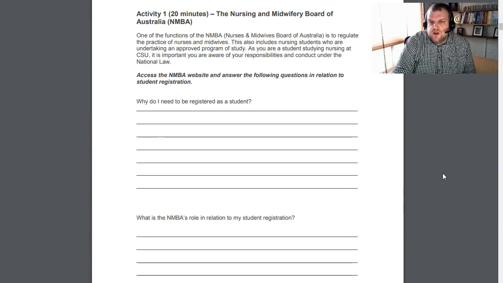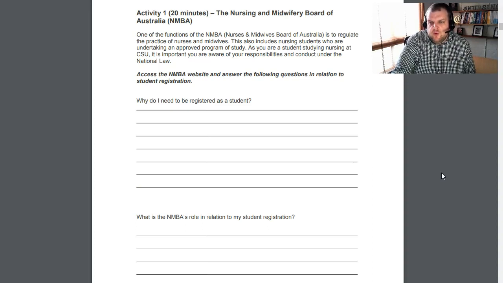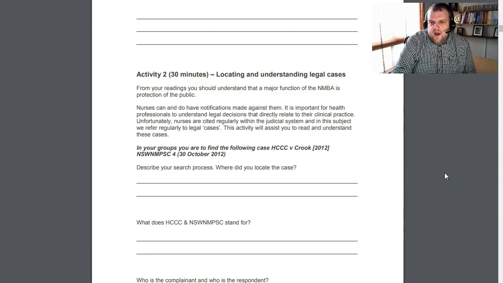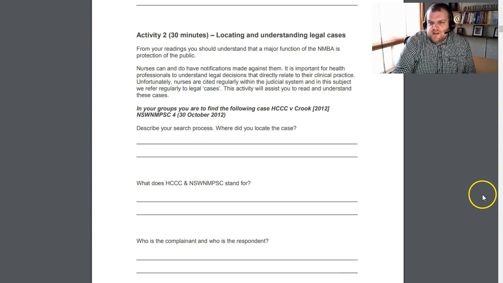So it's to show them what the NMBA is, because they may never have heard of it before, and talk to them about what the purpose of the NMBA is, what it does. So there's room there, a bit of time to discuss the concept of what the organisation is and what the board can do. Then activity 2 is locating and understanding legal cases.